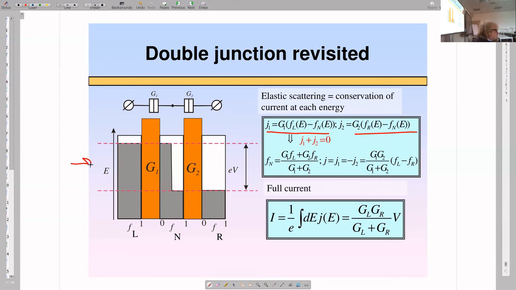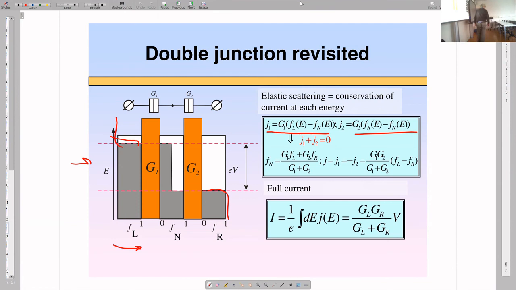And what is plotted here is the answer. Filling factor, remember, this is the axis for filling factor. It is a step here on the left, step here on the right, and in the middle we have, how many steps do we have in the middle? How many steps do we have in filling factor in the middle? One and two. Good. Double junction.